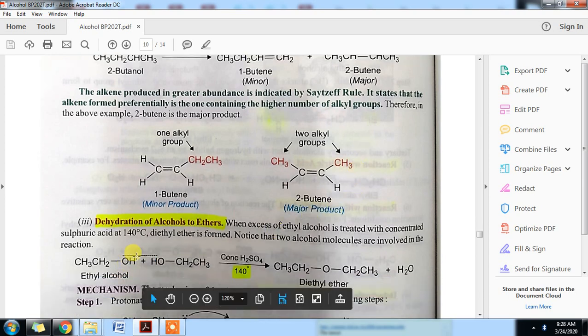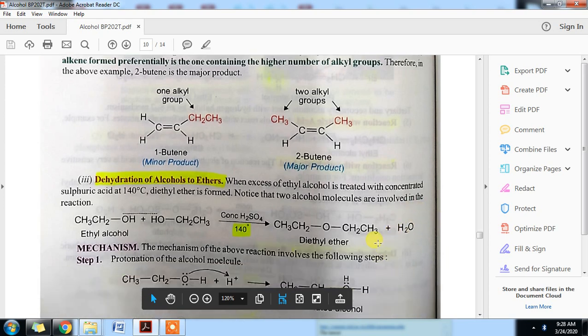So now dehydration of alcohol to ether. What is happening now: if you take alcohol in excess and put some acid and heat, two alcohols are going to condense with each other and dehydration occurs, a water molecule is going to be removed. So as a result, ether is going to form.